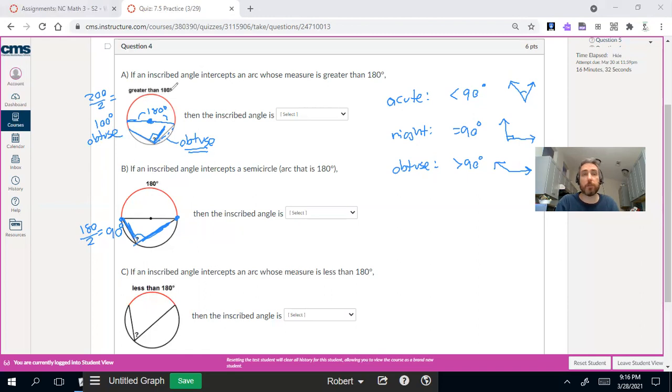So you can think of, just plug a number in there that represents a number greater than 180, and you'll see that if you cut that in half, you get an obtuse angle. This is going to always be a right angle, so this would be right.